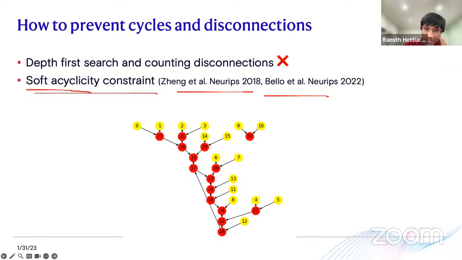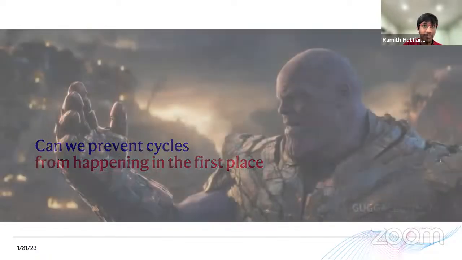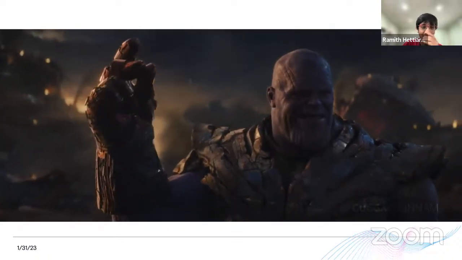Now, however, since that did not work, what I'm trying to do next is, can we prevent cycles from happening in the first place? So rather than parameterizing the whole adjacency matrix, how can we prevent cycles from happening? When we search in this continuous space, we do not encounter anything which is not a directed acyclic graph.